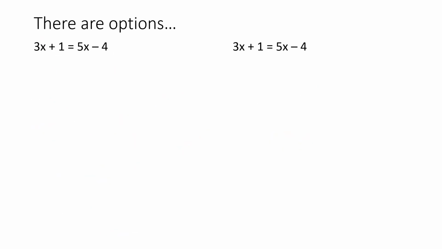Okay, now there are some options, and I know this video is getting a little bit long, so I'll try to keep this short. There are options, so there's not just one way that you can approach this. So looking at this problem on the left, one of the things that you can do is add the negative 5x to both sides.